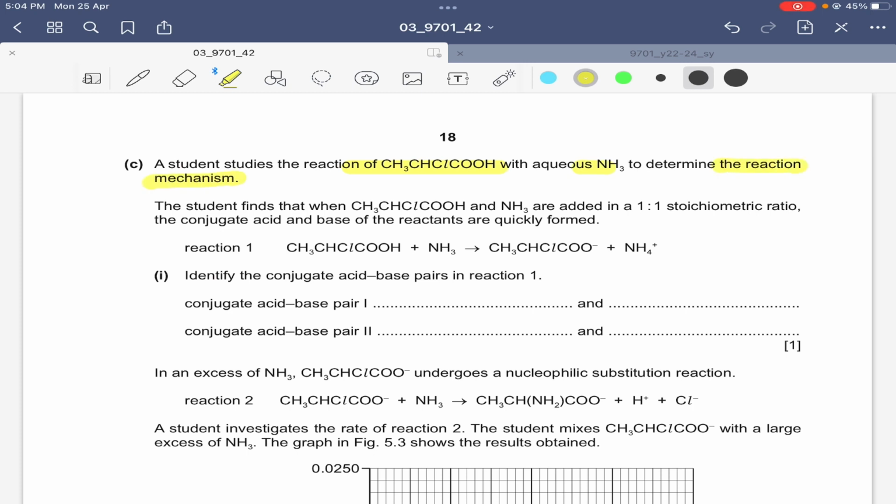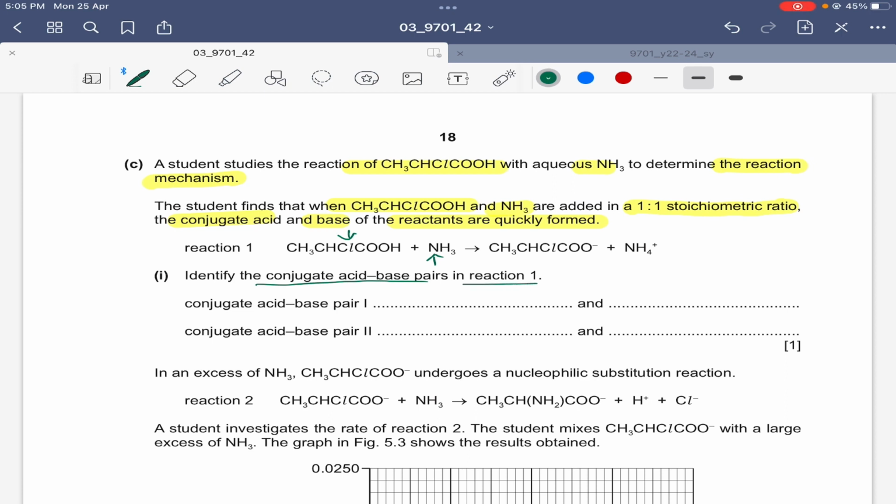The student finds that when chloropropanoic acid and ammonia are added in a 1-to-1 stoichiometric ratio, the conjugate acid and base of the reactants are quickly formed. Means when chloropropanoic acid and ammonia react with each other in a 1-to-1 ratio, the conjugate pairs immediately form. Identify the conjugate acid-base pair in reaction 1.